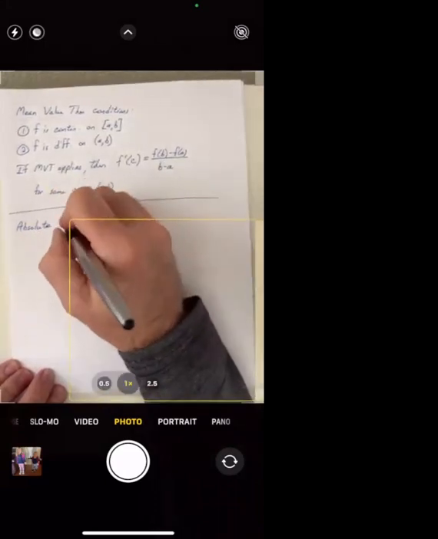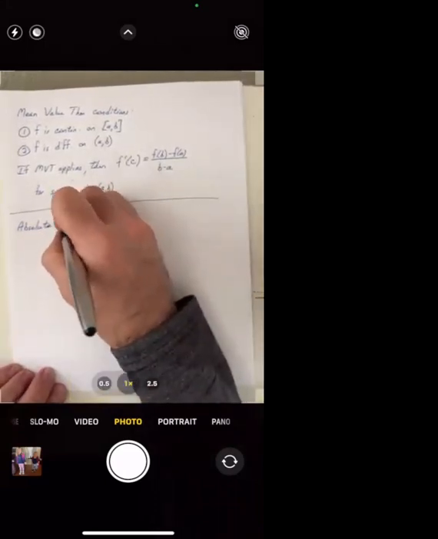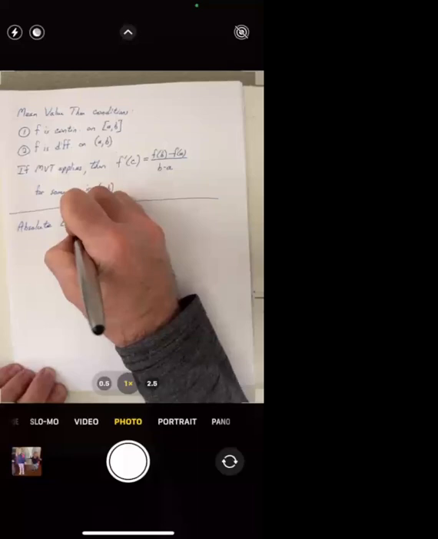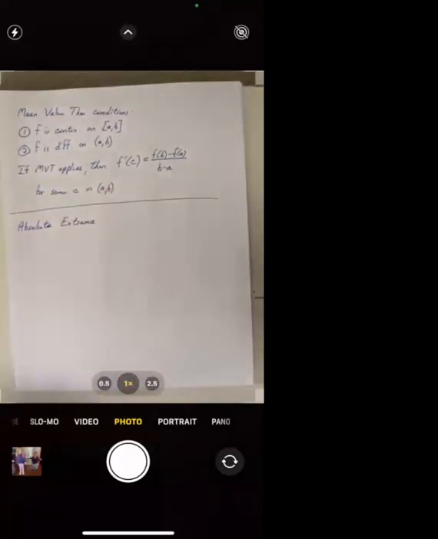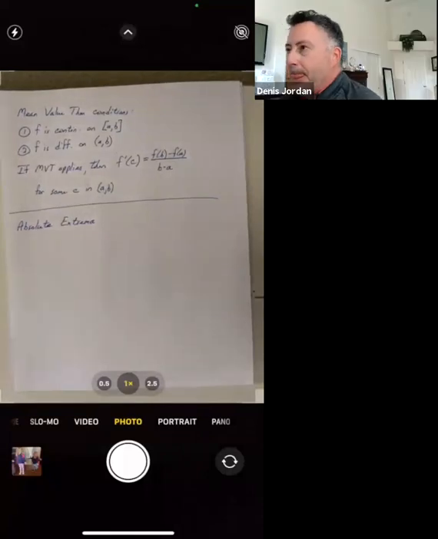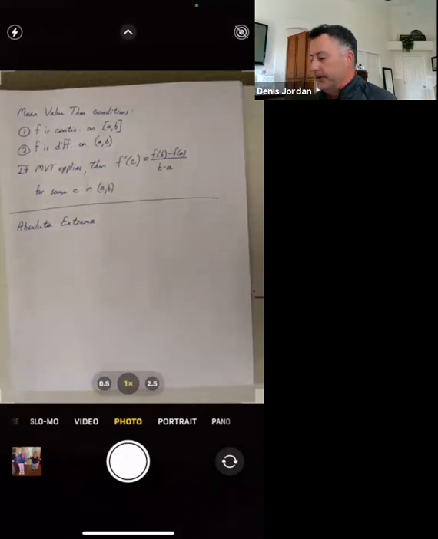Let's go ahead and talk about absolute extrema. So this is a quiz question, but just to go back to it, what's the difference between absolute extrema and relative extrema?